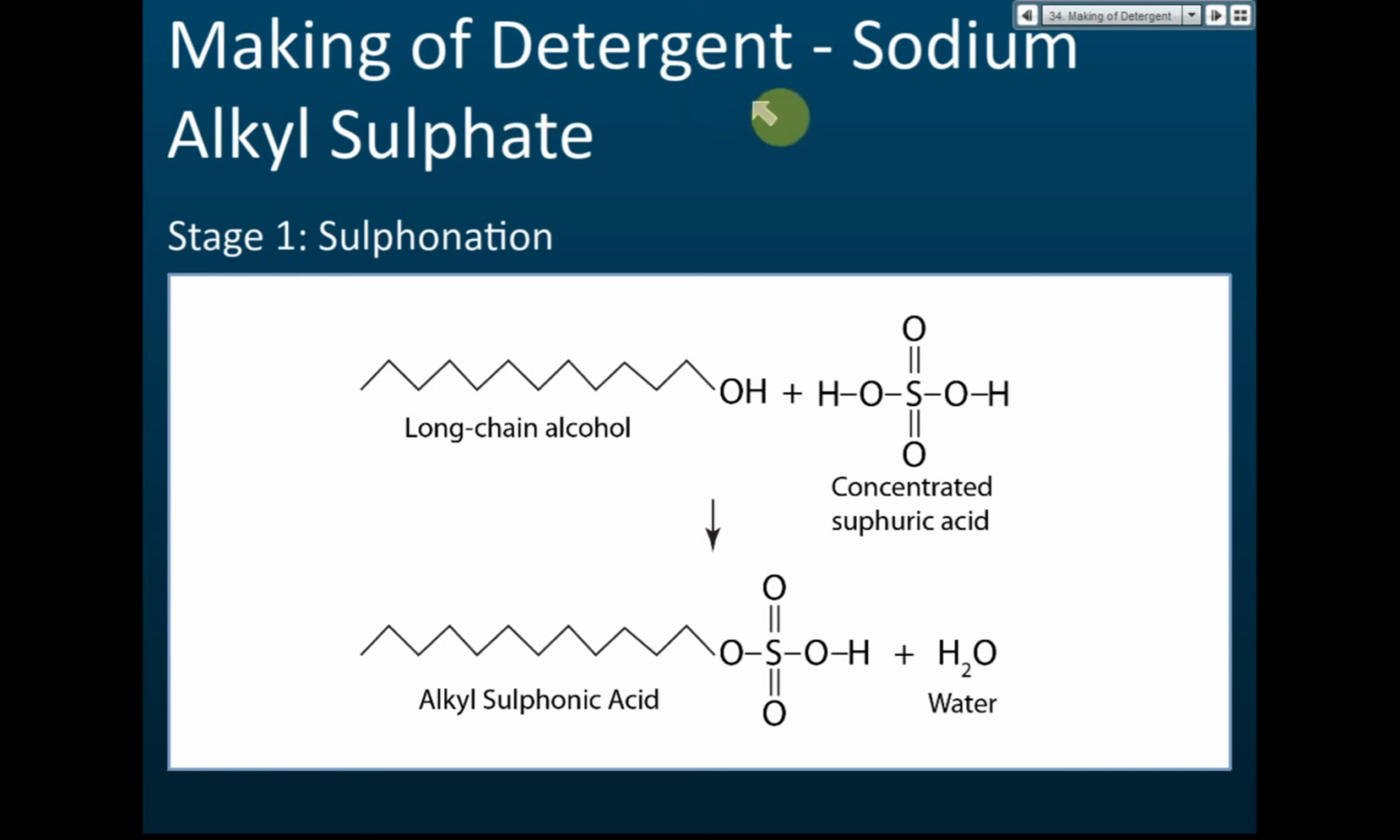Making of detergents. How to make these detergents. Okay, sodium alkyl sulfate. First, this sodium alkyl sulfate is made from a long-chain alcohol. It's made from alcohol. So we have these things.